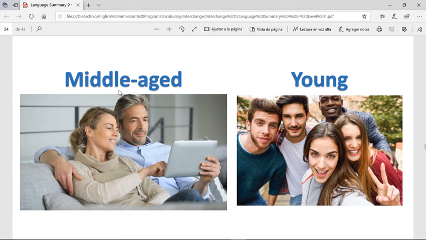Middle-aged is the people that are not considered young, but they are not considered elderly yet, because they are in the middle age, maybe like 40s to 50 years old, in the 40s and the 50s. Young. These are the people that are young. Maybe from the 20s, 30s, those people are young.